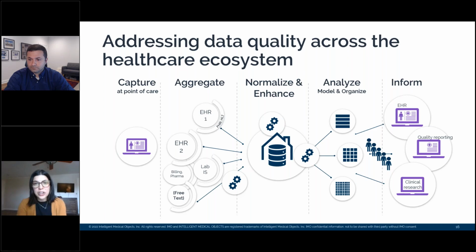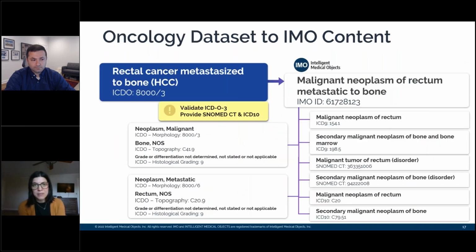And without this critical step in the middle where IMO sits, the normalization and enhancement of that data set, now you're able to put clean data into the analytics platforms and truly make informed decisions to improve EHR workflows, patient outcomes, clinical quality measure reporting, all the way down to clinical research to affect patient outcomes in the future. But you can't do this without a unified data set that is mapped and maintained to all the latest and greatest standard codes. Moving on to the next slide, Andre.